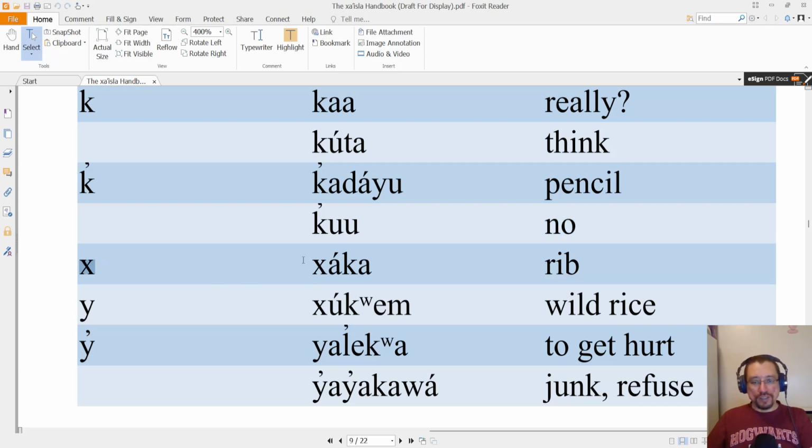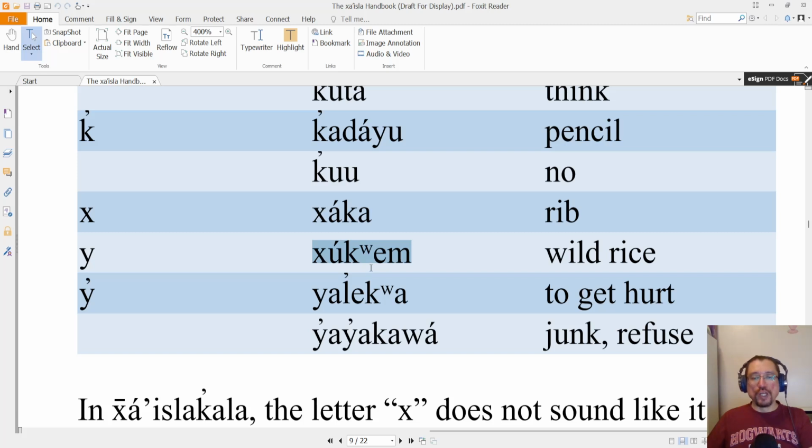Next is X. So first we have hyakya. Hyakya. So we have 2 palatal consonants in this word. So we have the X and the A sounded like hya. Then we have the K followed by the A sounding like kya. So we have a ya sound after both consonants in this word. Hyakya, which means rib.